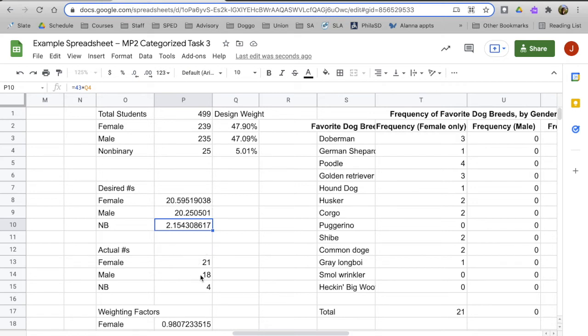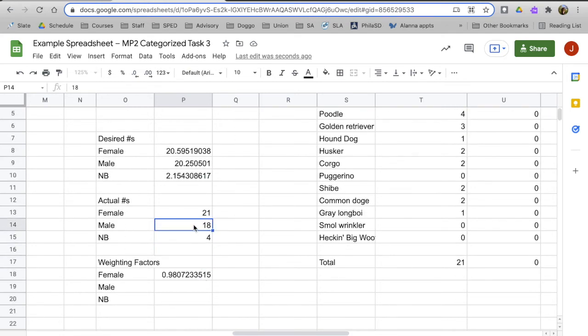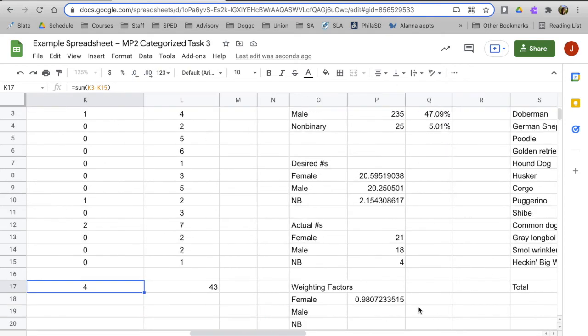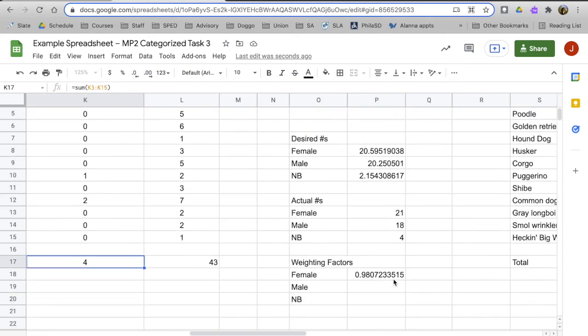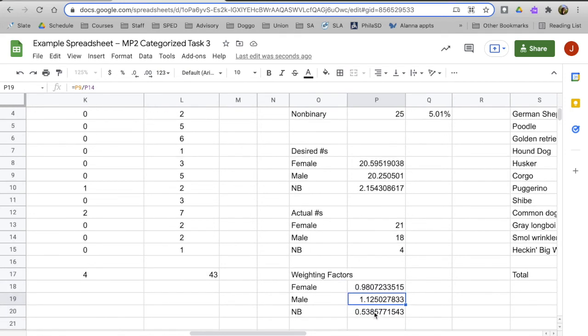For actual numbers, I already have them here. We already know that there are 18 male respondents and 4 non-binary respondents in our sample. So we'll go down here and we will calculate the weighting factors the same way as before. So this was P8 divided by P13. As a matter of fact, the way I've set it up, I can fill down without even worrying about it, and it will give us the correct weighting factors for male and non-binary.